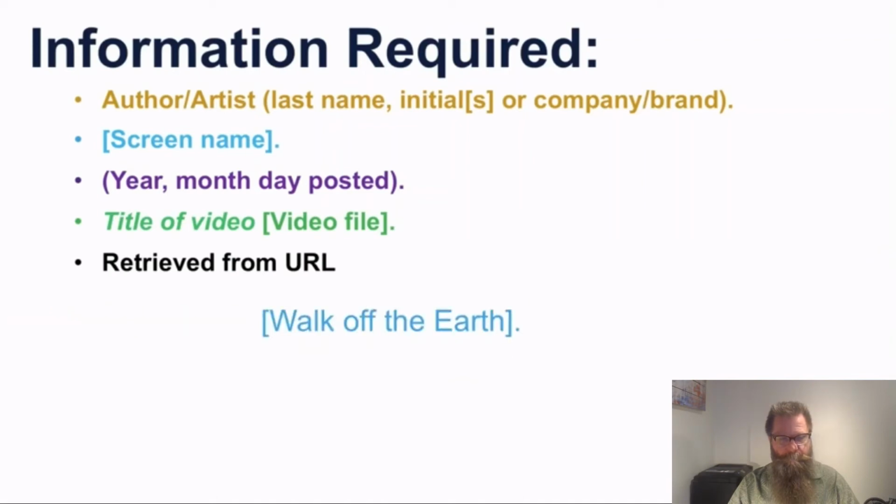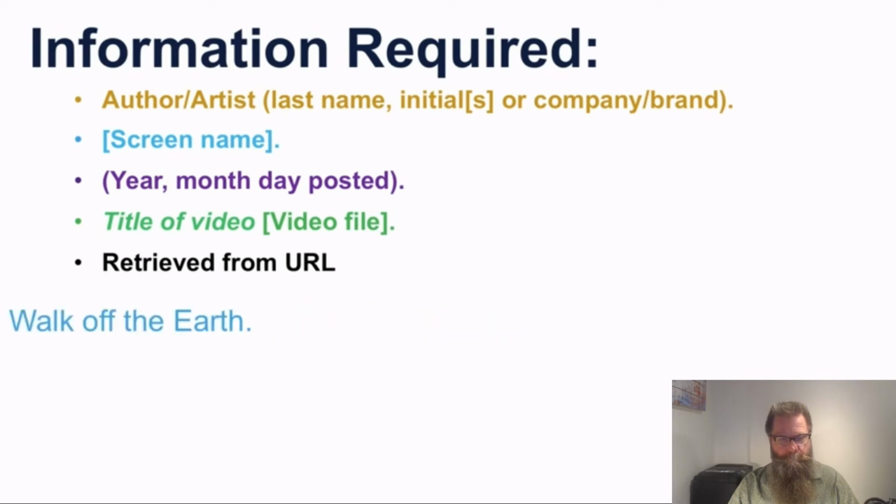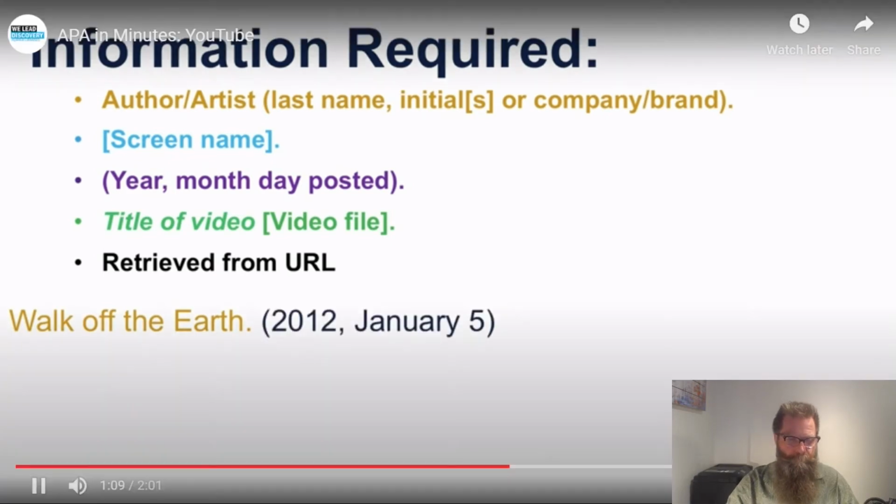If the author's name is unavailable, remove the square brackets from the screen name and use the screen name to start the citation. Or, if the screen name and the author name are the same, use only the author's name. The year is next, in parentheses, and follow with a period.